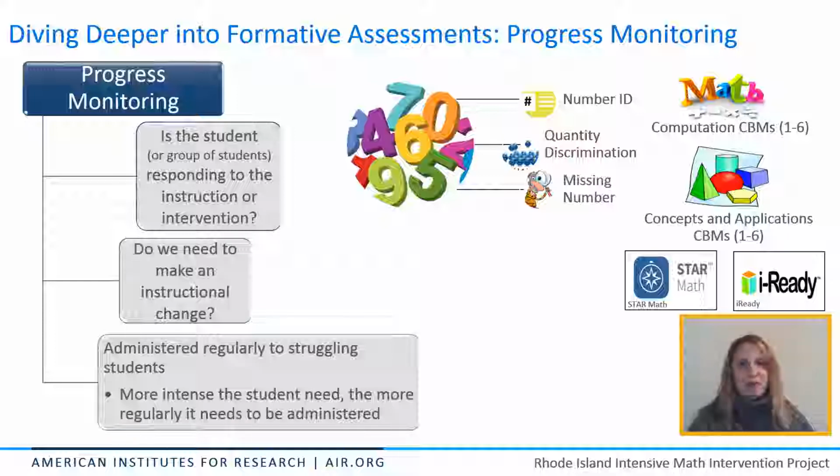Why would we progress monitor? During core instruction, Tier 1, teachers are often using informal measures to monitor their students' progress and inform the need for instructional changes and support on grade level standards. Whereas during secondary interventions, Tier 2 and 3, tools for progress monitoring are typically standardized, scientifically validated, reliable formative assessments. These tools report measures of grade, age, or instructionally appropriate normed outcomes.